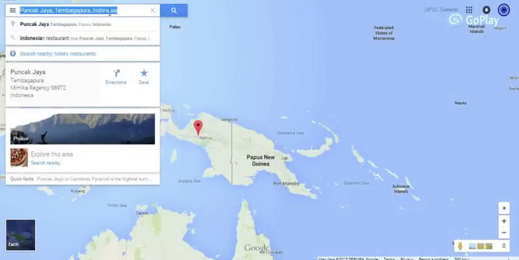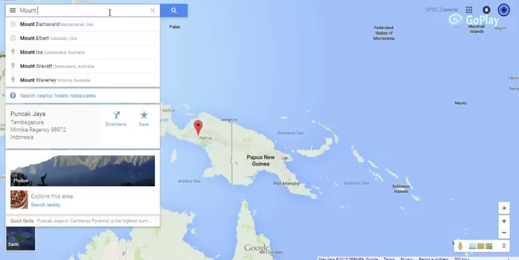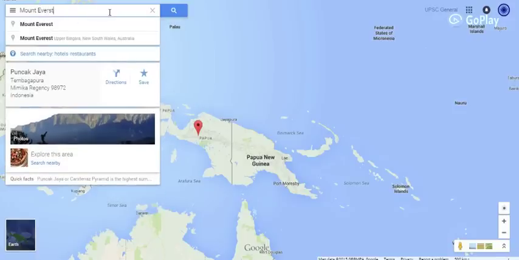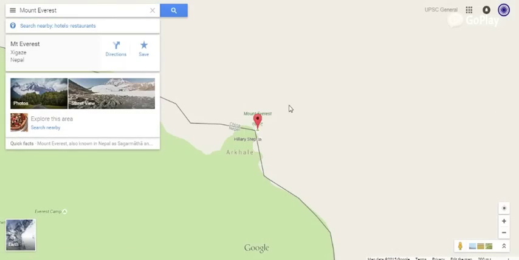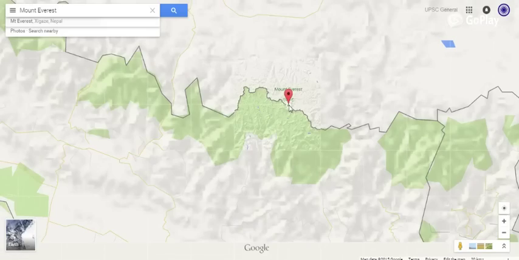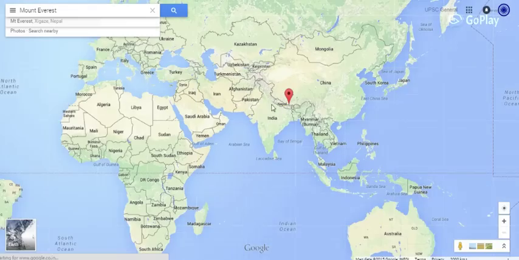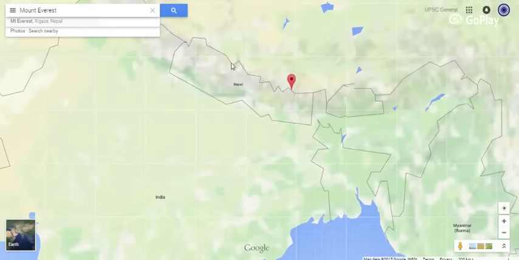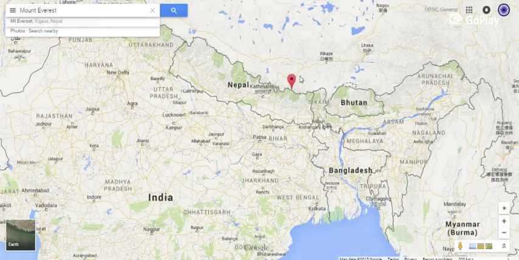And next, the famous Mount Everest, the highest peak in the world. It forms the natural border between China and Nepal, and it is the highest mountain peak in the world with a height of 8,848 meters above mean sea level.